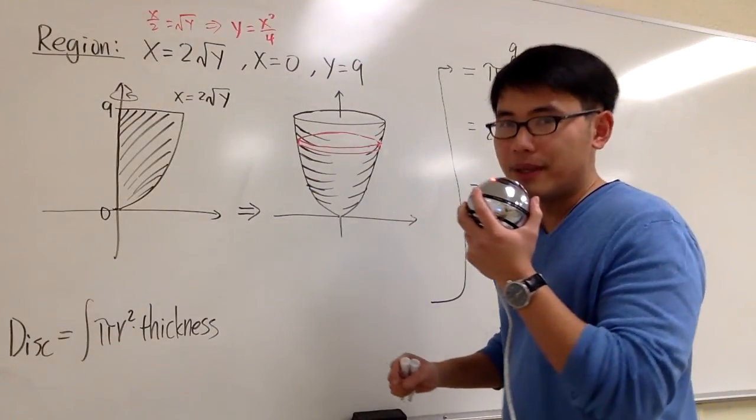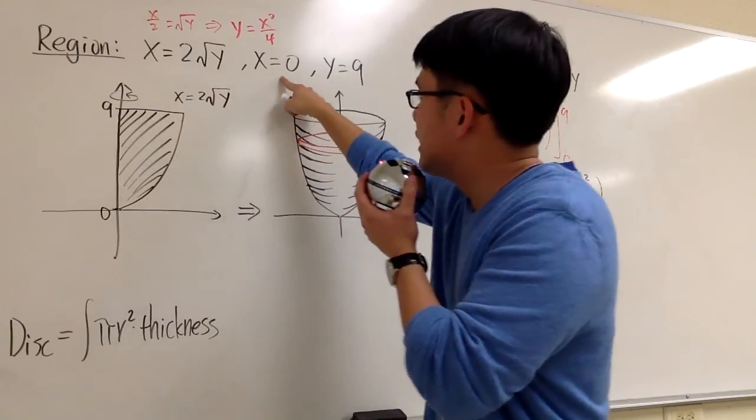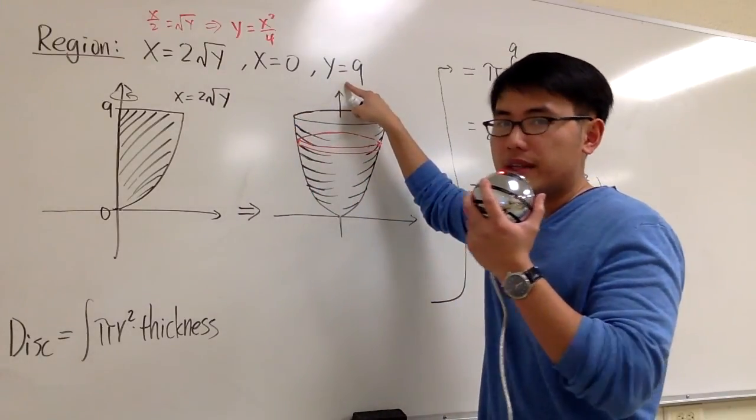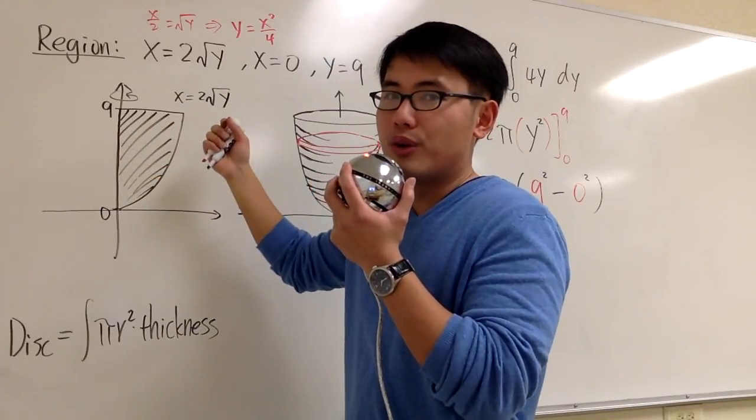The given region is bounded by the equations x equals 2 times the square root of y, x equals 0, and y equals 9. For this equation, if I didn't give you the graph, it may be kind of hard to draw.